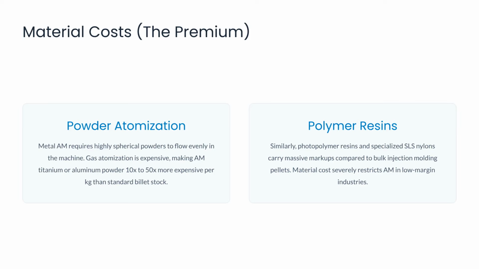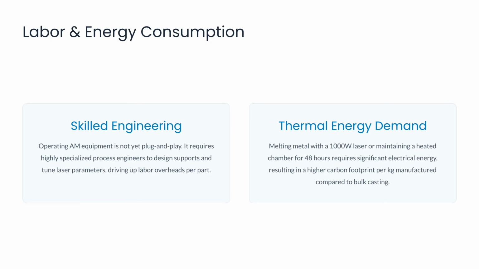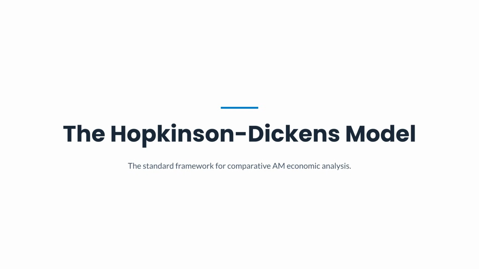Material costs are also a major factor. Specialized metal powders and high-performance resins are significantly more expensive than standard manufacturing feedstocks, which can severely limit the technology's application in low-margin industries. Operational overhead is further increased by the need for skilled engineering. Designing supports and tuning build parameters require specialized expertise, while the high energy demand of industrial lasers increases the carbon footprint per kilogram produced. To standardize these factors, the industry relies on the Hopkinson-Dickens model for comparative economic analysis.